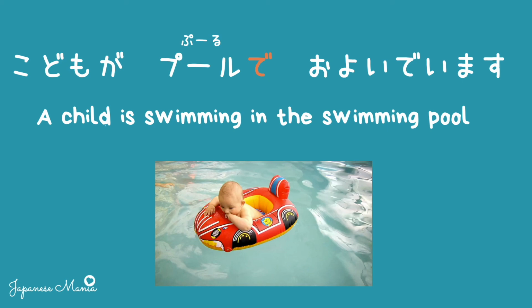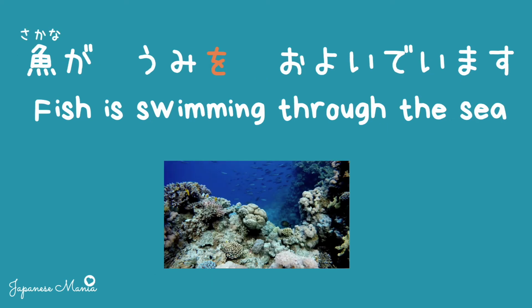In the second sentence, fish is swimming in the sea. Umi, the sea, is a vast, nearly unlimited place compared to a swimming pool. And fish are not confined to one area of the ocean, but they freely move to different places without staying in one area. So in this context, o particle can be used.